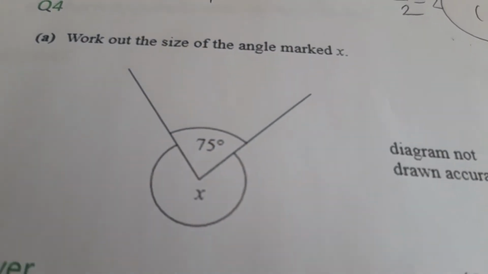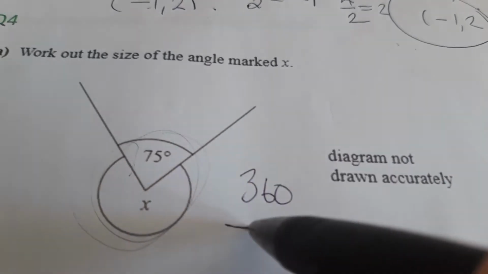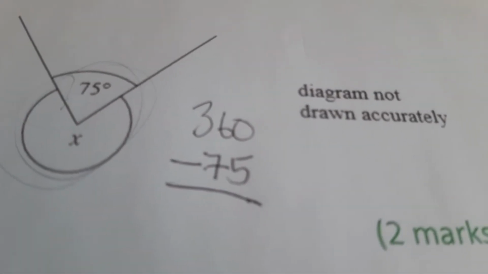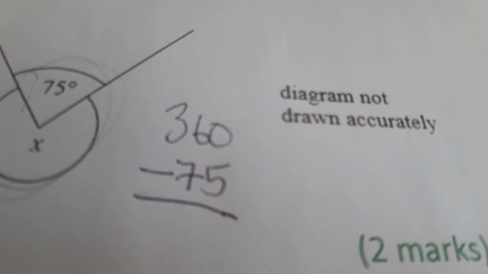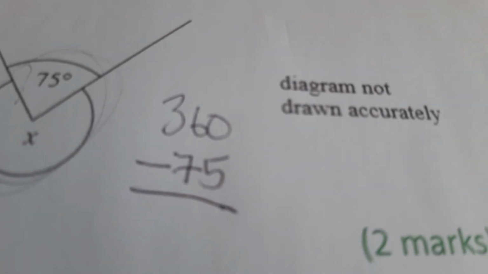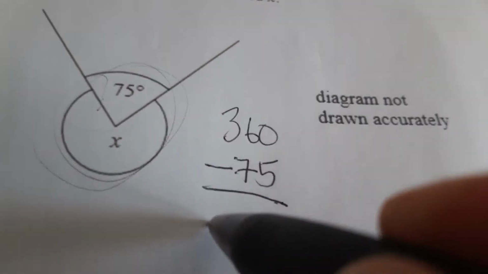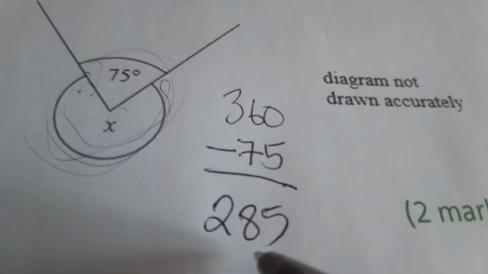Work out the size of this angle x. Well, this is a full turn, so 360. Take away the 75, leaves you... 360, take away 75, leaves you with 275. No, 85, 360, take away 75... 285. So x, this big reflex angle, is 285 degrees.